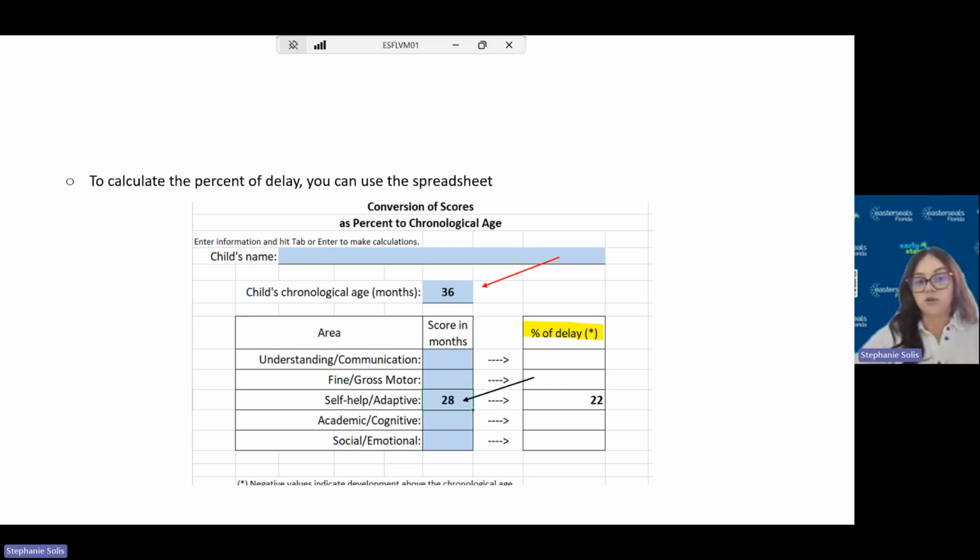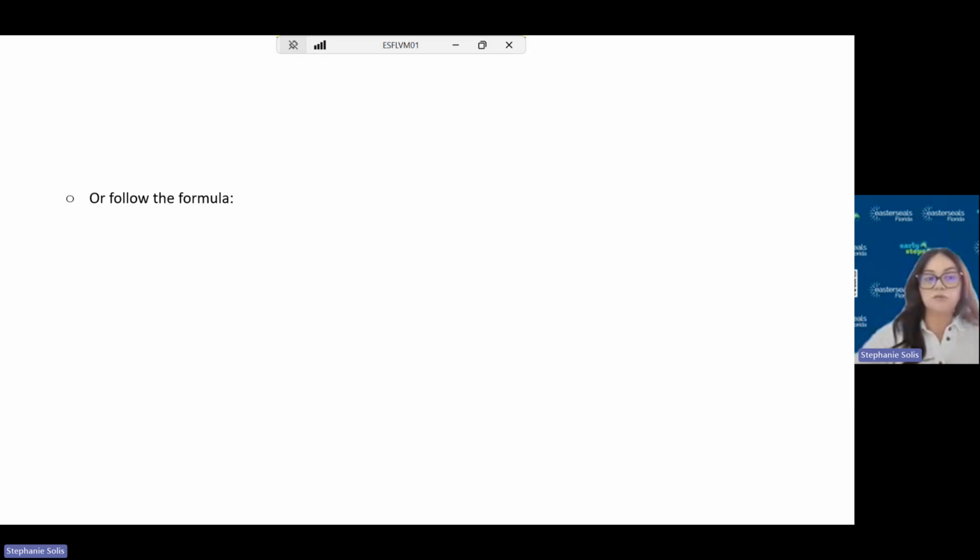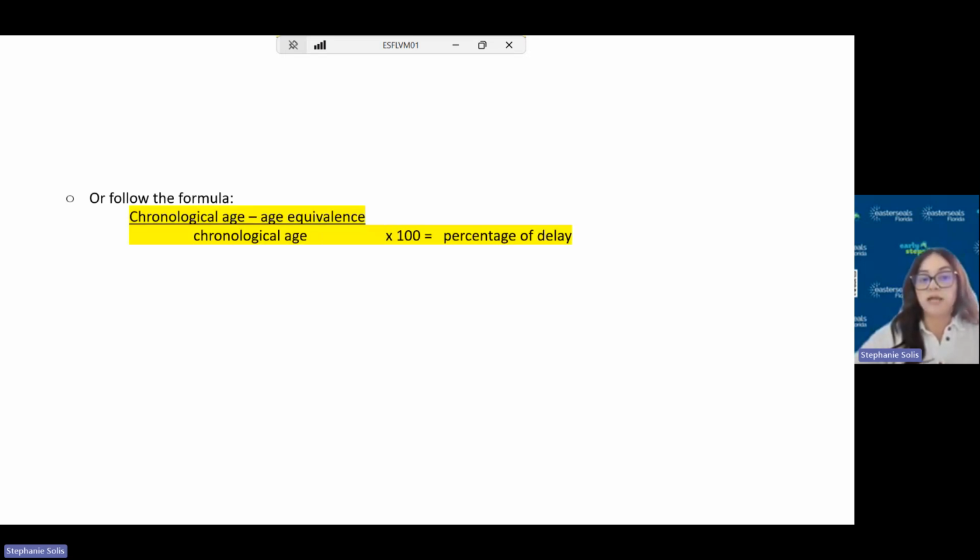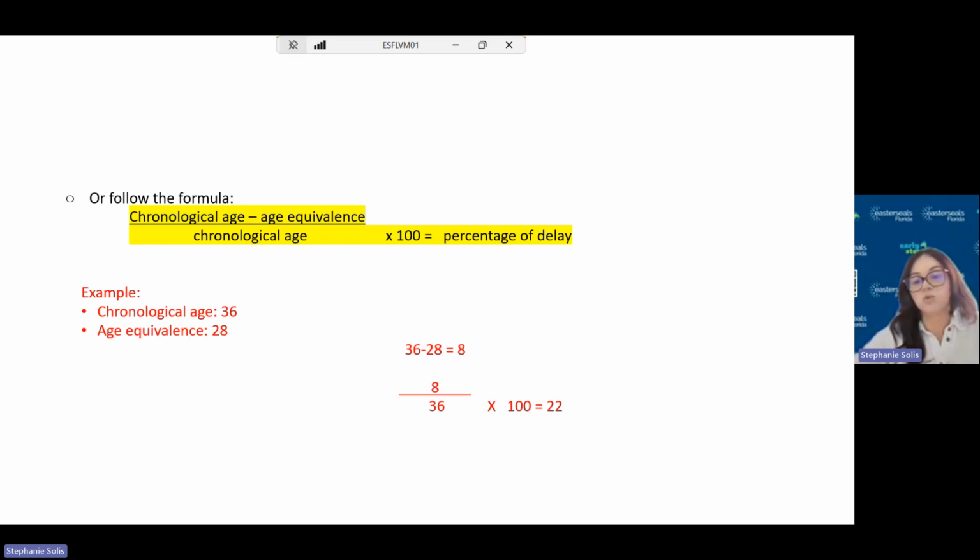The second way that you can find this number is using the formula, which is chronological age minus the age equivalent, divided by chronological age, times 100, and that's going to give you the percent of delay. For example, our child is 36 months. The age equivalent is 28. So 36 minus 28 gives us 8. Then we divide 8 by 36 and multiply by 100, and it gives us 22. So the percent of delay is 22.